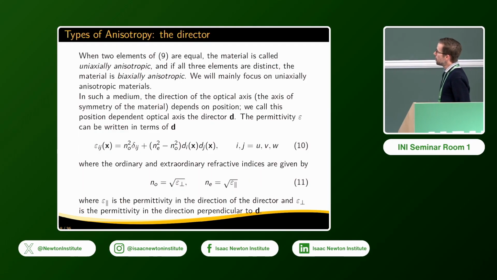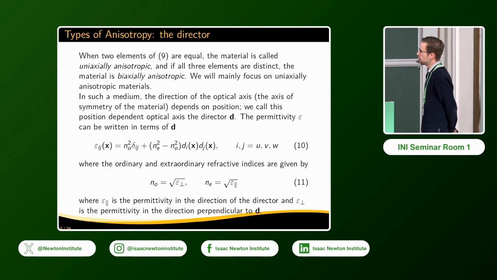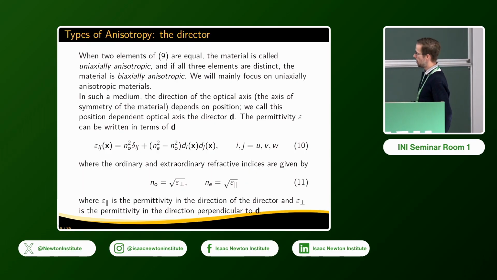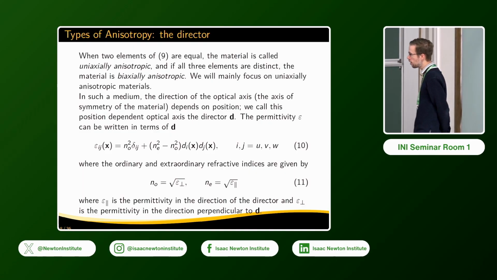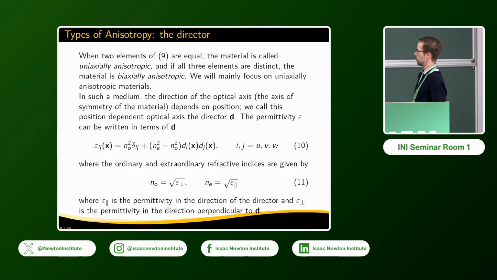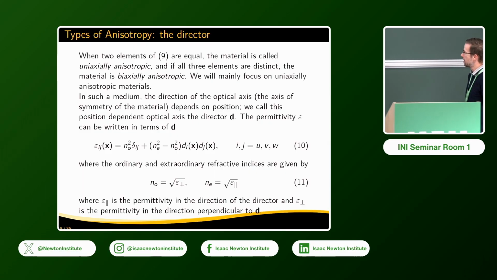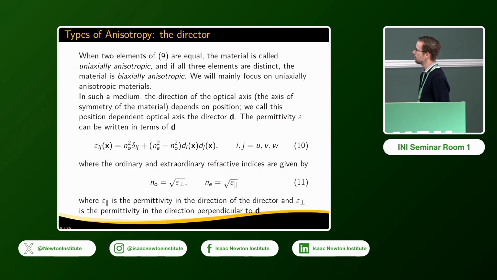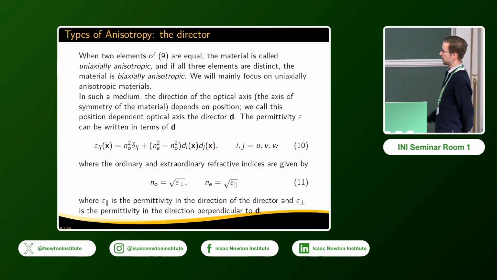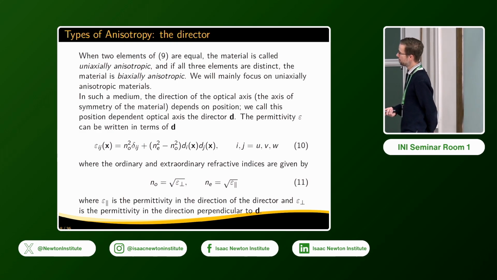Okay, so the permittivity can be written in terms of D, in terms of these refractive indices. So the ordinary refractive index we will define as the square root of what we call epsilon perp, where this is the permittivity in the direction perpendicular to D, and the extraordinary refractive index will be the square root of epsilon parallel, which is the part of epsilon that's going to be in the direction of D.